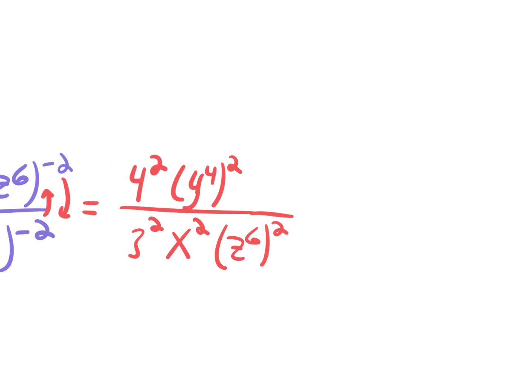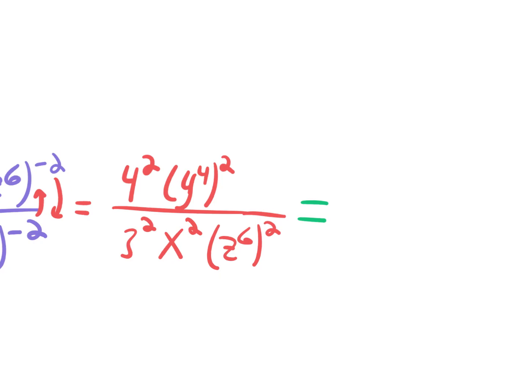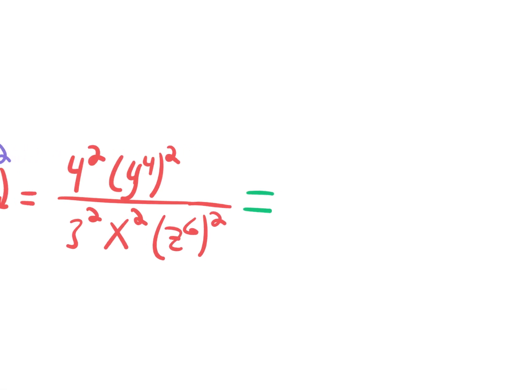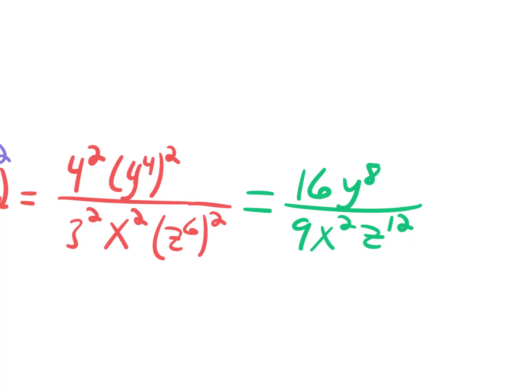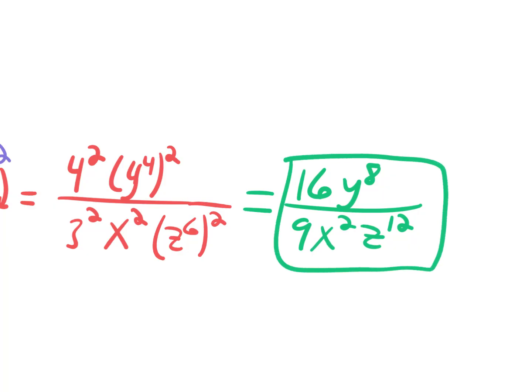There's just one more step, guys. You actually have to square everything, right? So the top is going to become what? Times y. Good. And then the bottom is going to be 9 times x to the second and z to the 12th. Nice, right? Power to a power you multiply, and then the numbers you can just simply evaluate. There's nothing more you can do there. I don't see any more negative exponents. So this is fully simplified.